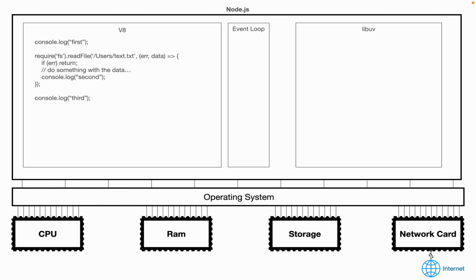Now, Node is going to start to execute this code from the beginning. So it's going to see the log, and it's going to log the first to the console. Then it's going to move on to the second line. So here's where it gets interesting. Node.js is going to see this line of code that says, okay, require the FS module and then read this file.